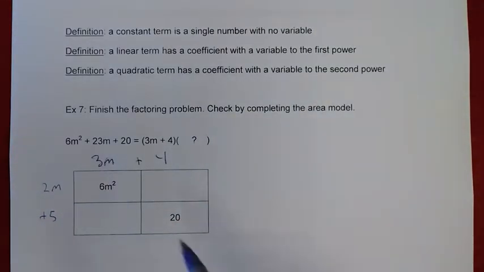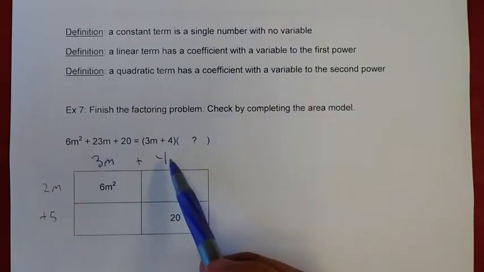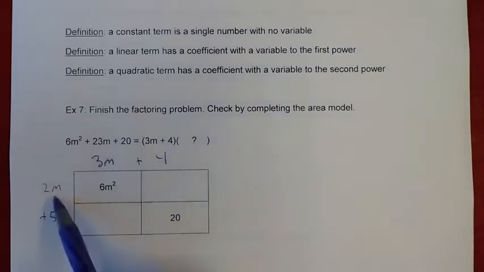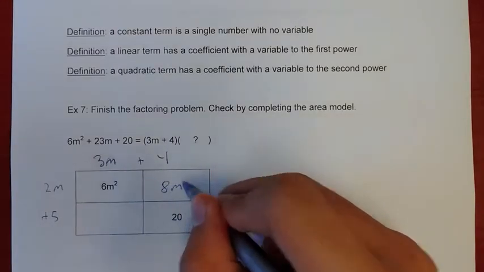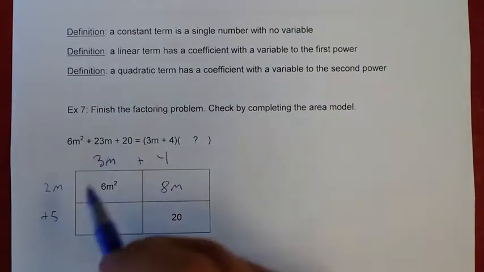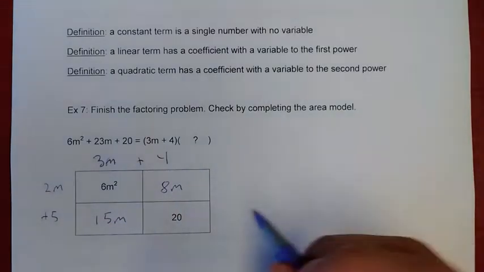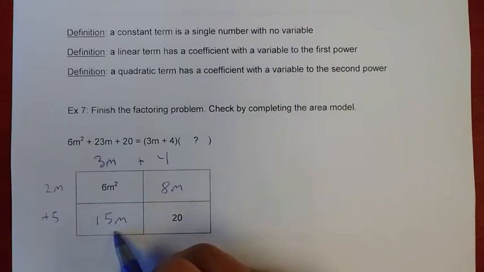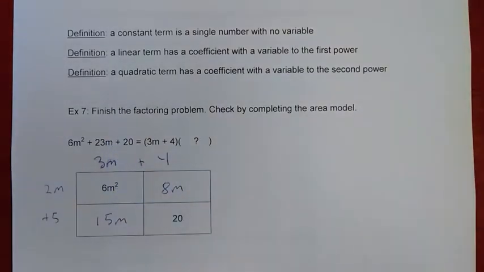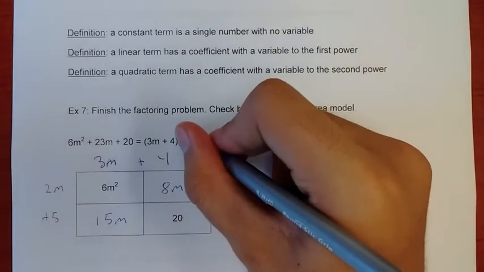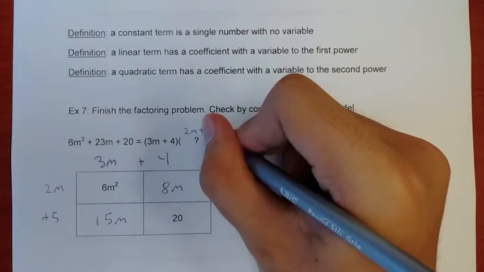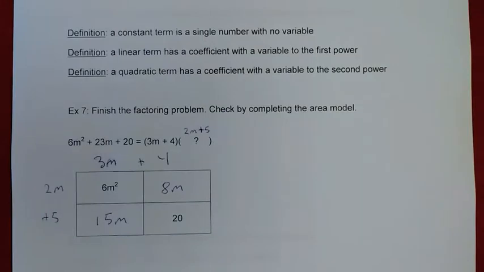And to fill in these two empty boxes, we simply do what we have been doing, where 4 times 2m is 8m, and 3m times 5 is 15m, and we recognize that 8m plus 15m is 23m. So we can write 3m plus 4 times 2m plus 5 will give us 6m squared plus 23m plus 20. And go ahead and discuss with your neighbor what happened here.